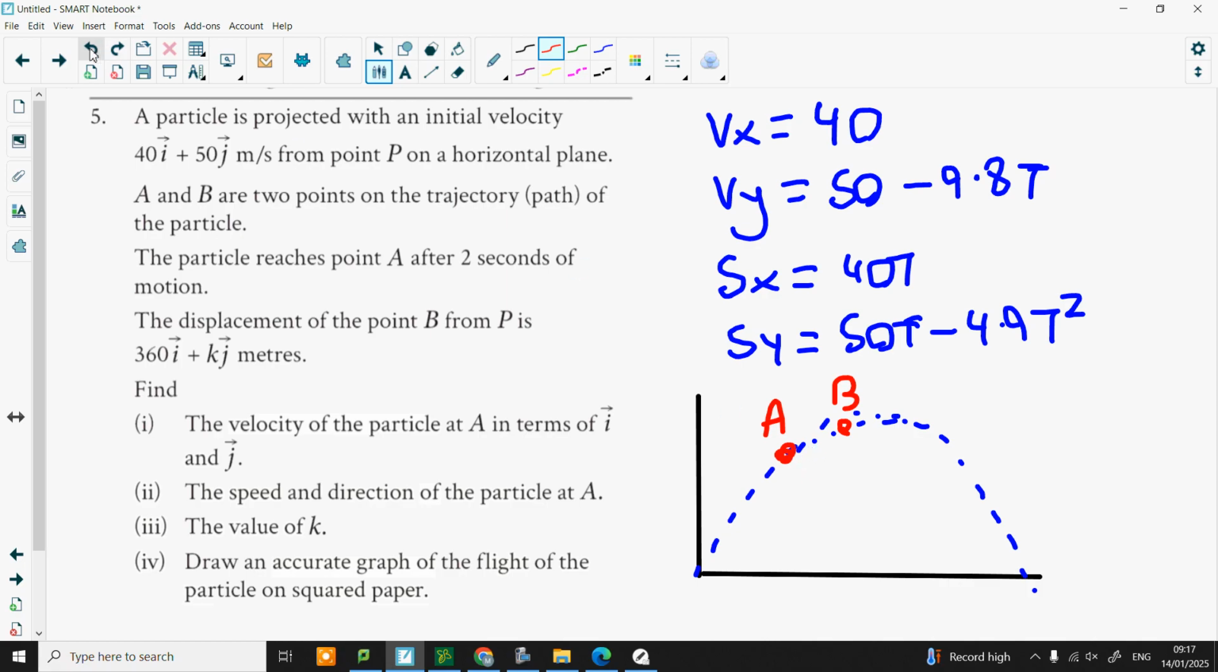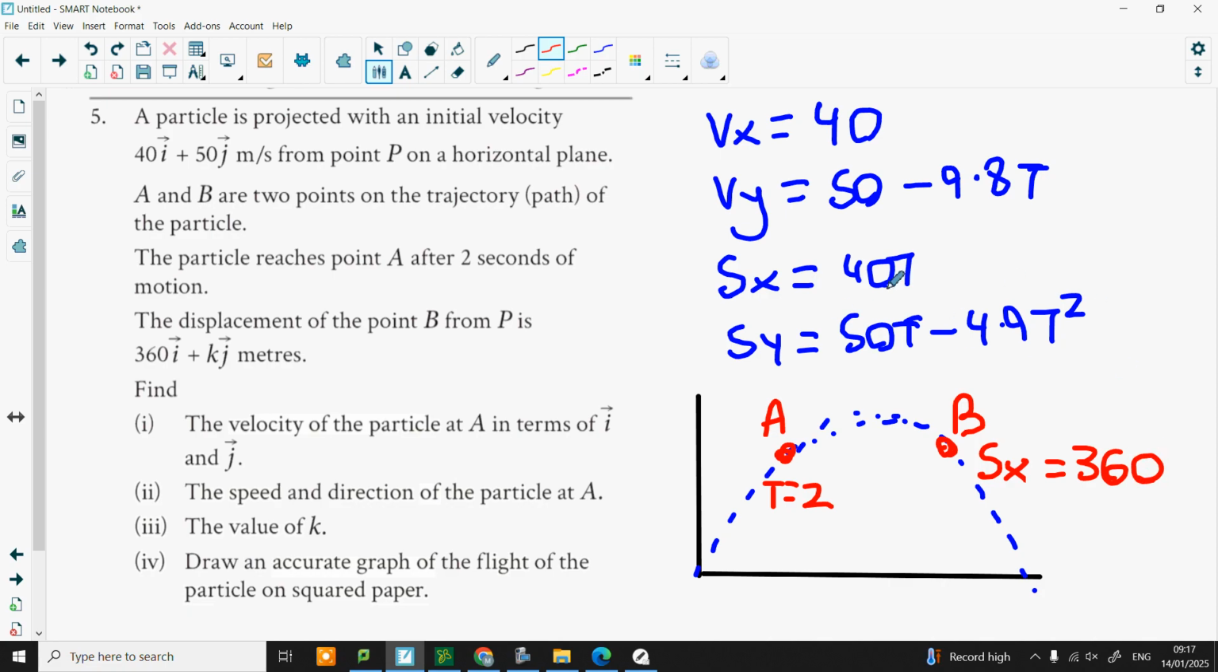So just for simplicity's sake, I'm going to put A on the way up and B on the way down. And if I'm wrong, the maths will show it. Okay. Now what we're saying about A is t equals 2. What are we saying about B? We're saying that Sx is 360.